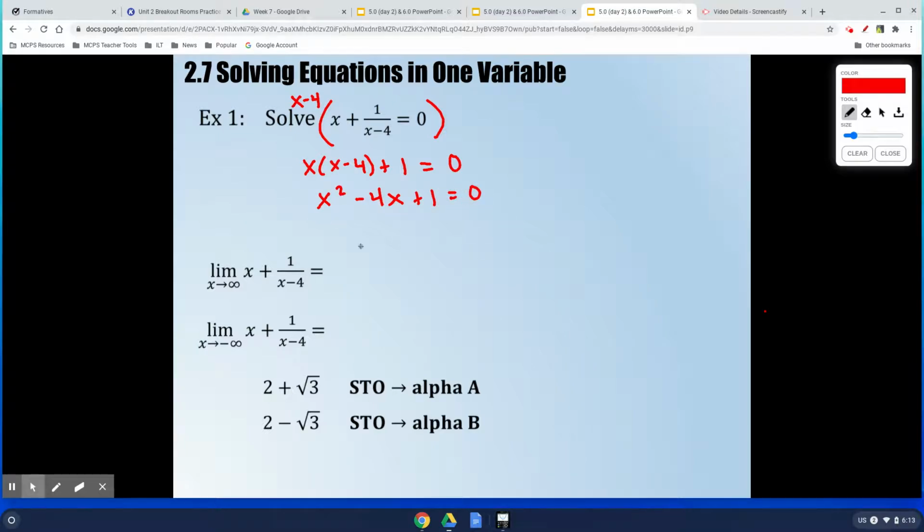Right? And our first thought should be, I'm going to go ahead and try to factor this. But I probably get stuck. So we use our old friend, the quadratic formula.